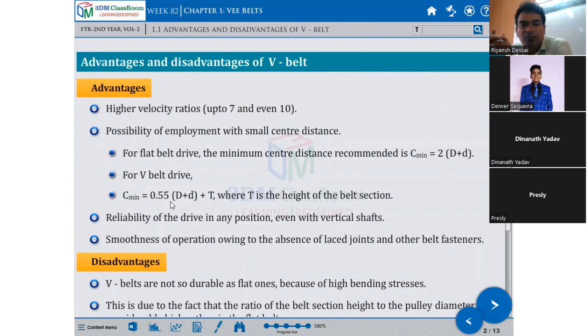Reliability of the belt drive in any position, even with a vertical shaft. Smoothness of operation owing to the absence of joints and other belt fasteners. So these are all the advantages of this belt drive. Most Vee belts don't have a belt joint in between; it is mostly one full belt with no joints. This is one advantage, even with the vertical shaft also.